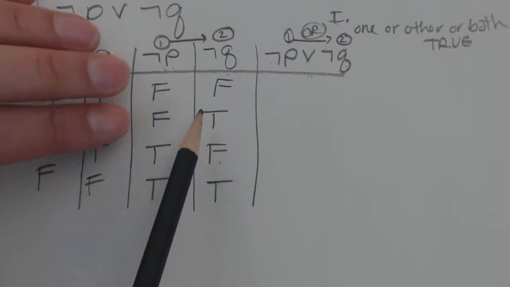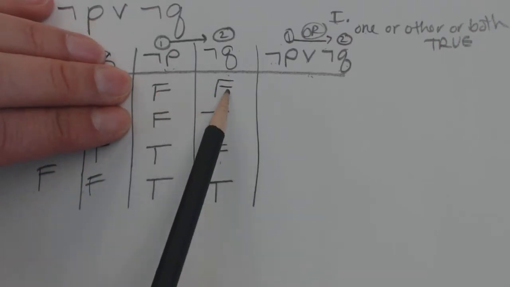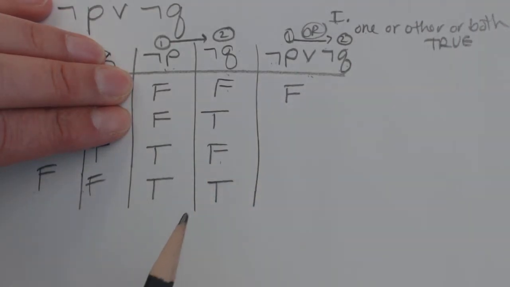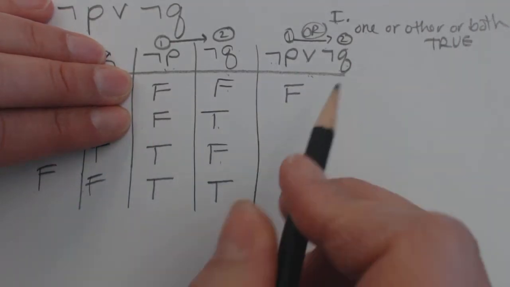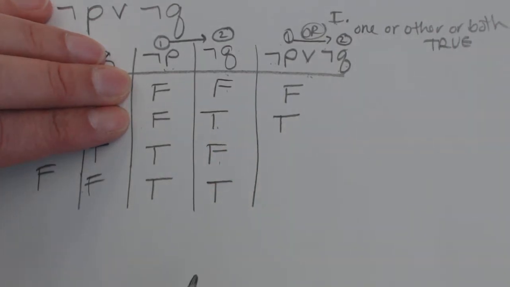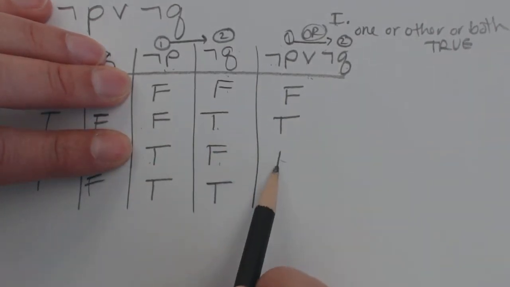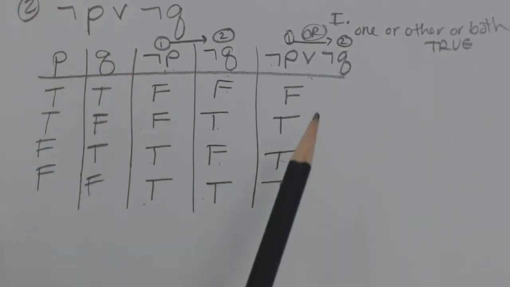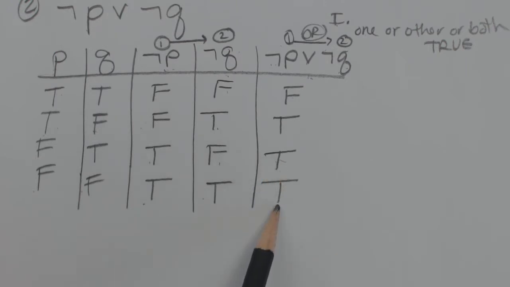So let's go. So here, false, false. That is definitely false because one or the other or both have to be true. False, true. That is true because this one's true. As long as I have one or two trues, I'm all set. This is true, this is false, so this is true. Both true, absolutely fine. So here we have false, true, true, true.